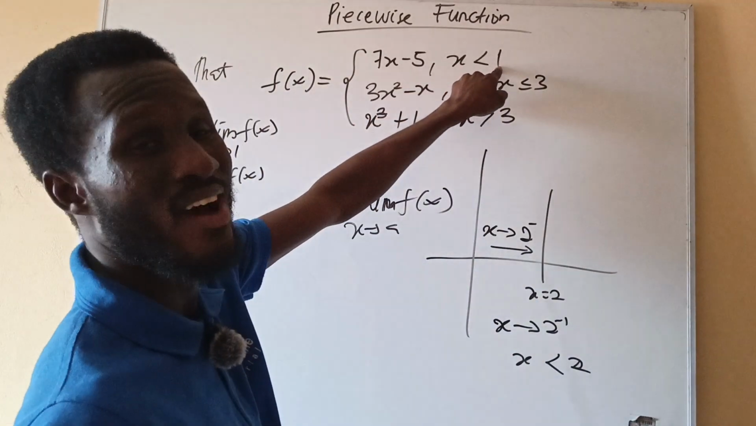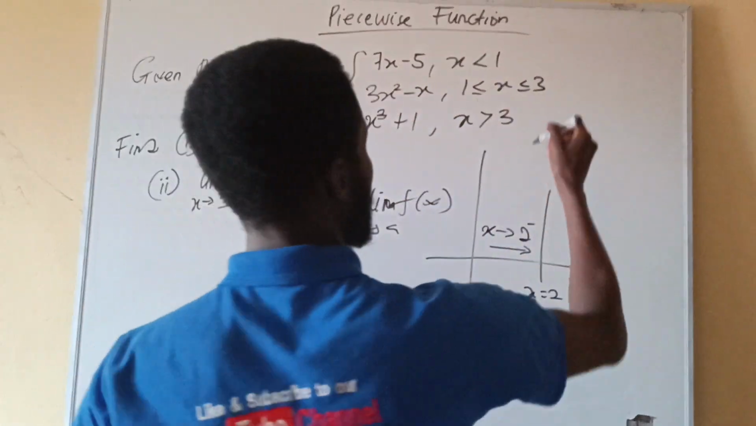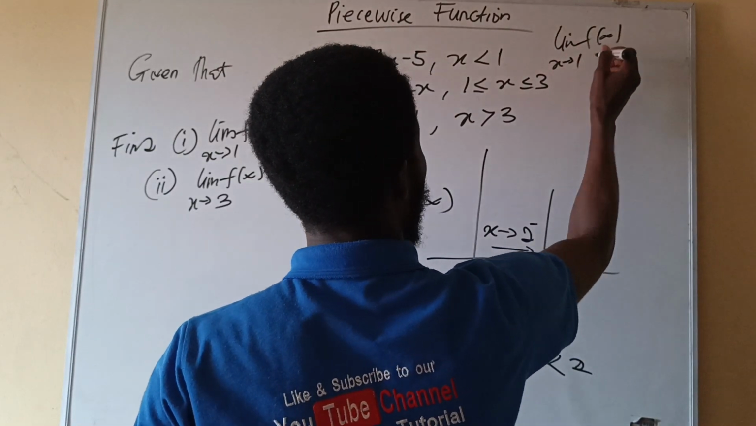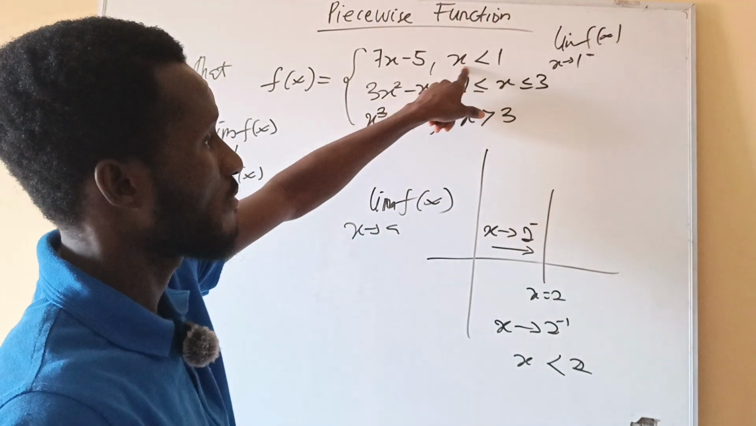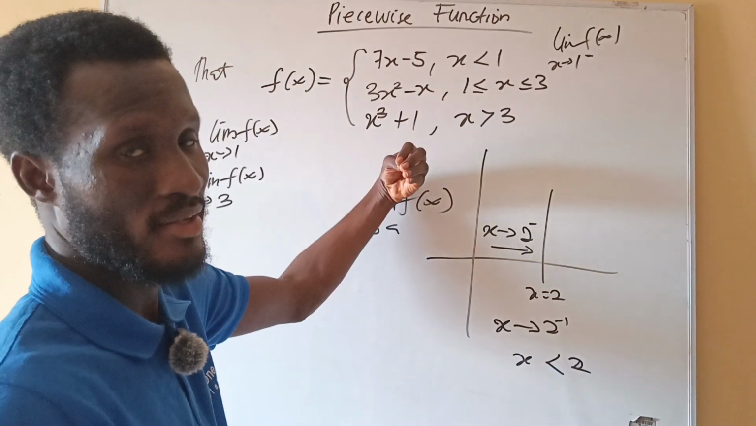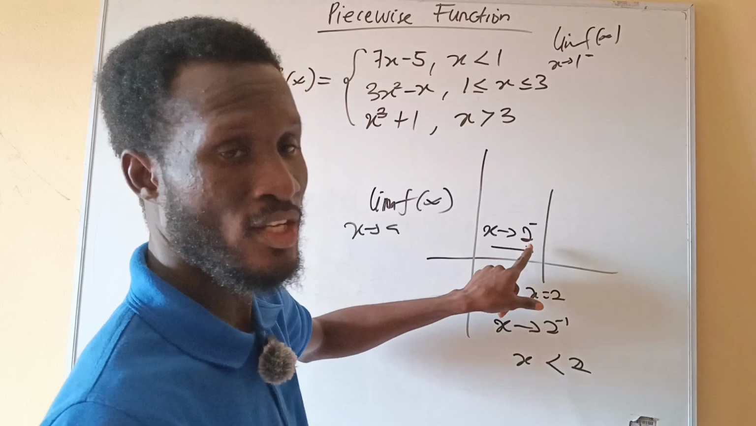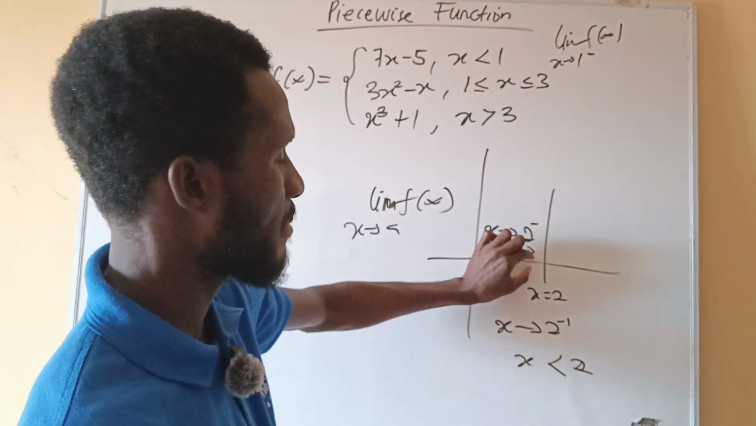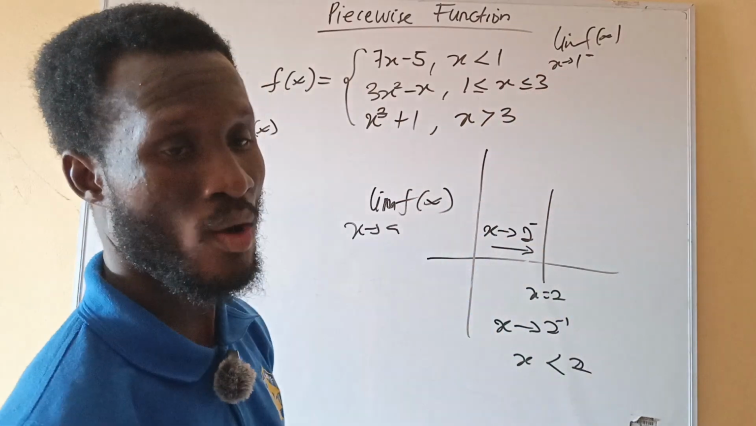So for this one, x is less than 1, it means that the only thing that will favor this particular condition is when I have a limit of f of x where x is approaching 1 from the left, because anytime x is approaching 1 from the left, the number is supposed to be less than 1. You get it? Just like the 2, we are approaching them from here. Any number here is less than the 2. The same applies to the 1. Any number here will be less than the 1.